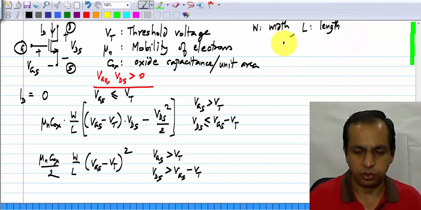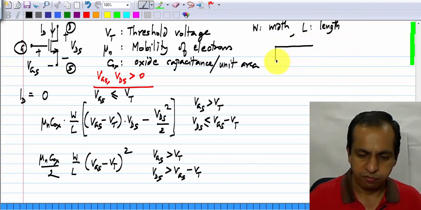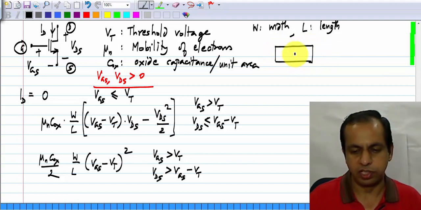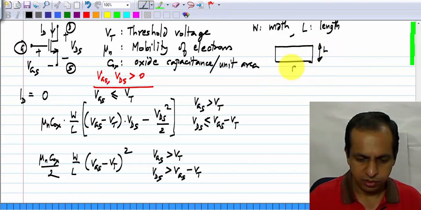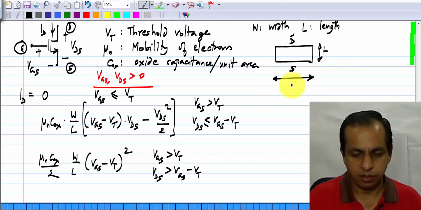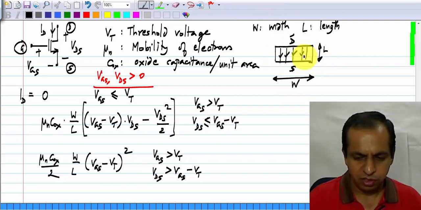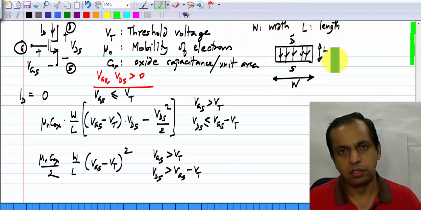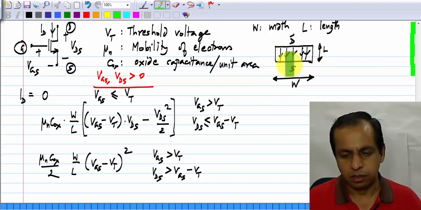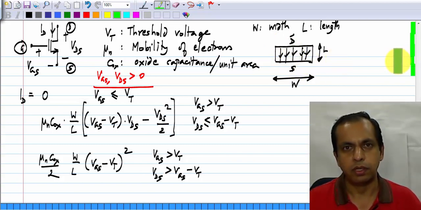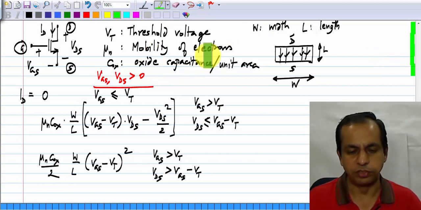Okay. It turns out that if you look at the physical plan view of the MOS transistor, there is a certain length, this side is the source, this side is the drain, and there is a certain width. Okay. So, this is how it is, and the current flows from drain to source across the width of the transistor. It goes from drain to source. The distance between drain to source is the length, and the width of this region through which the current flows, that is the width W. Okay. Now, we do not have to know all of these things for our purposes.